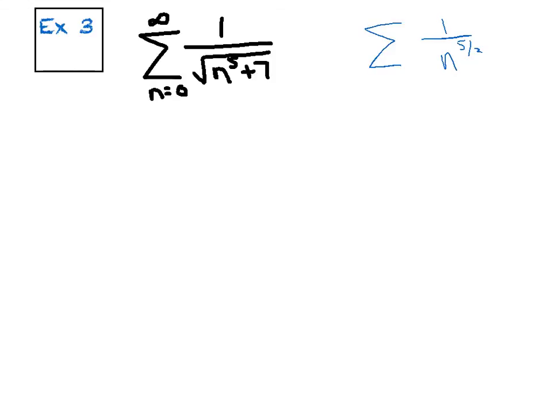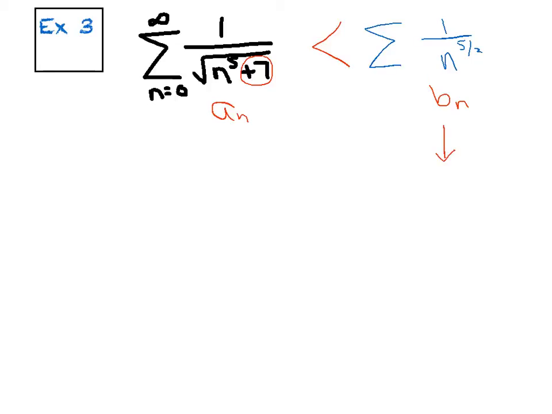Now, as far as deciding who's bigger, you'll notice the one on the left has this plus 7 attached to it. So I'm going to make the argument that the denominator on the left is bigger, therefore the fraction as a whole on the right side is bigger. So here's my b sub n, here's my a sub n, smaller on the left, bigger on the right.